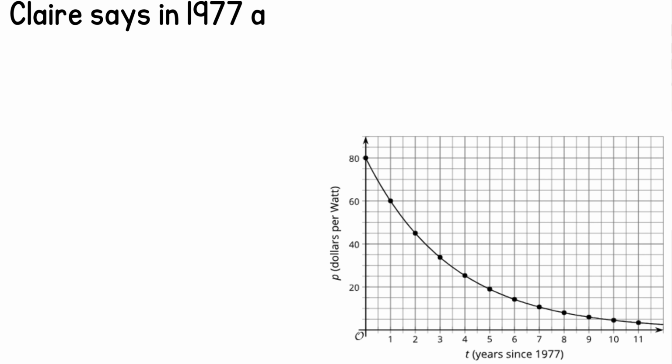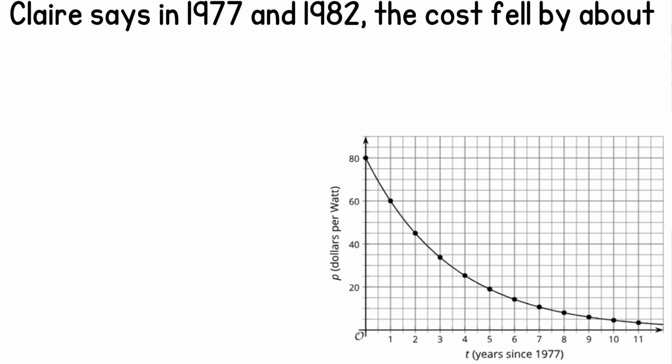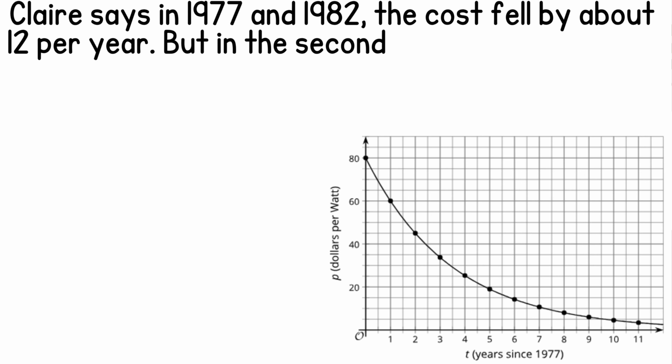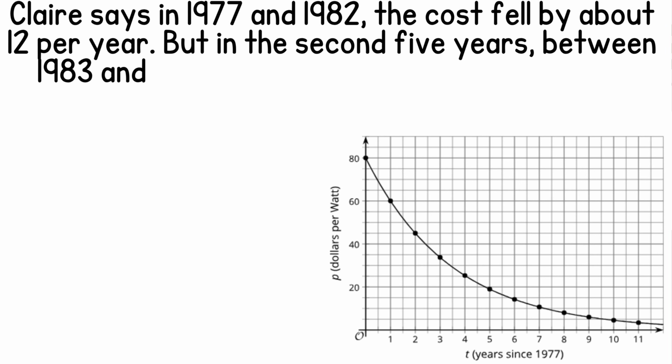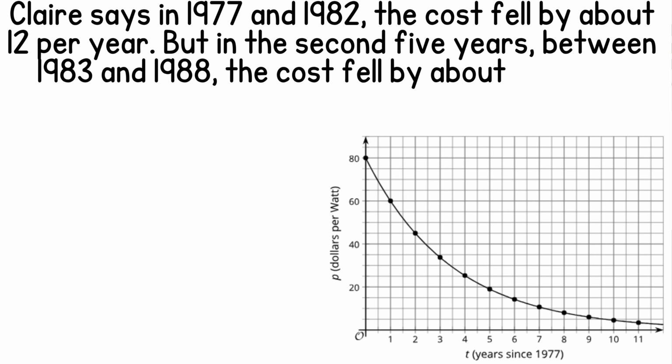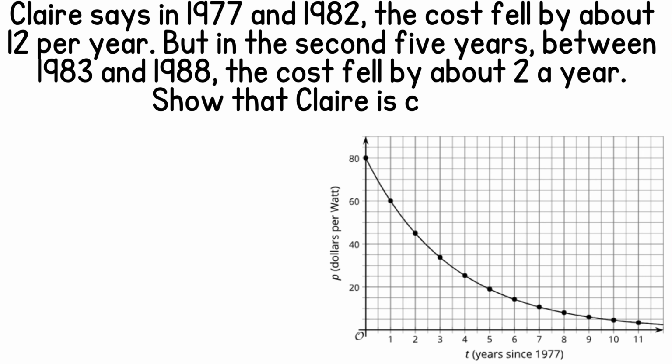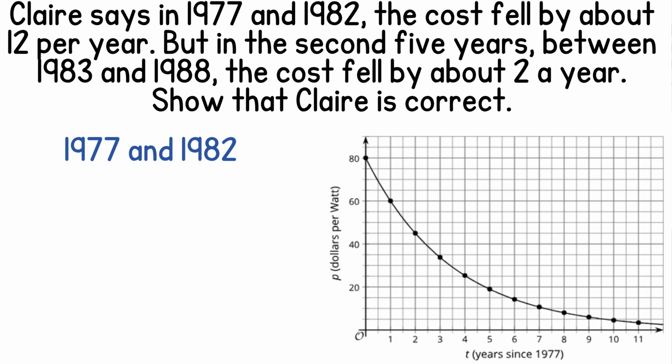Claire says that in 1977 and 1982, the cost fell by about 12 per year, but in the second 5 years between 1983 and 1988, the cost fell by about 2 a year. We're going to show that Claire is correct. So let's look at 1977 to 1982 first.